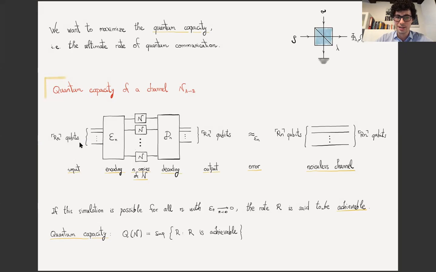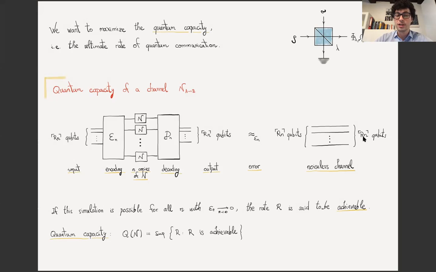That is Rn qubits. And we want this global transformation to be really close to a noiseless channel. That is just a channel where you input the state and the output is the same as the input. So you just send it all the way to Bob, the party on the other side of, say, the ocean, without any noise.